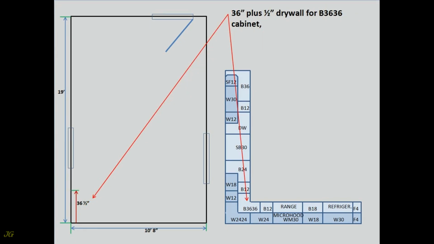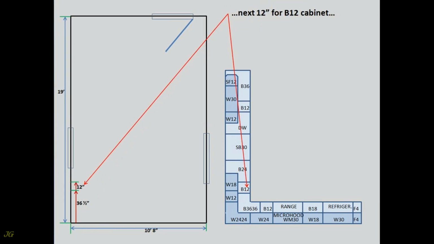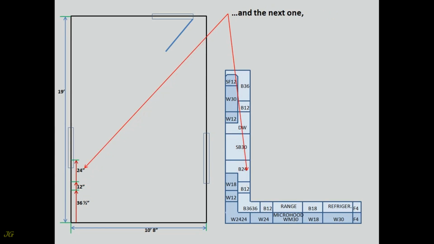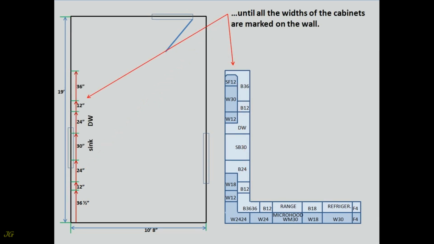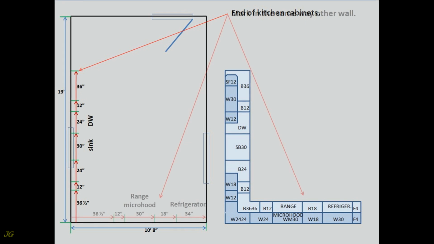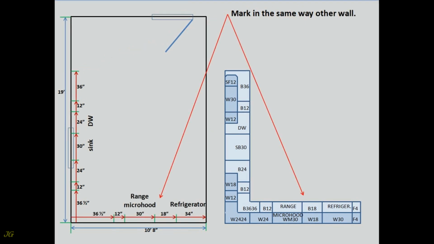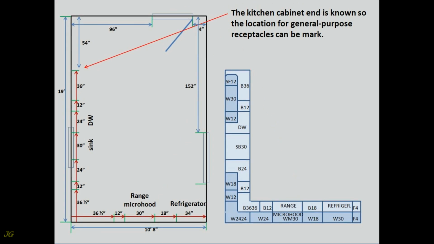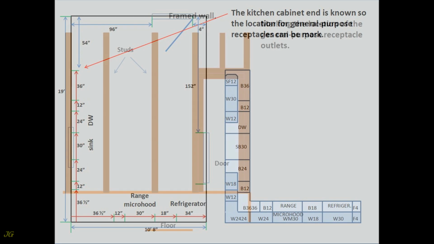36 inches plus 1/2 inch drywall for the B36-36 cabinet. Next, 12 inches for the B12 cabinet. And the next one, until all the widths of the cabinets are marked on the wall. End of kitchen cabinets. Mark the other walls in the same way. The kitchen cabinet end is known, so the location for general purpose receptacles can be marked.